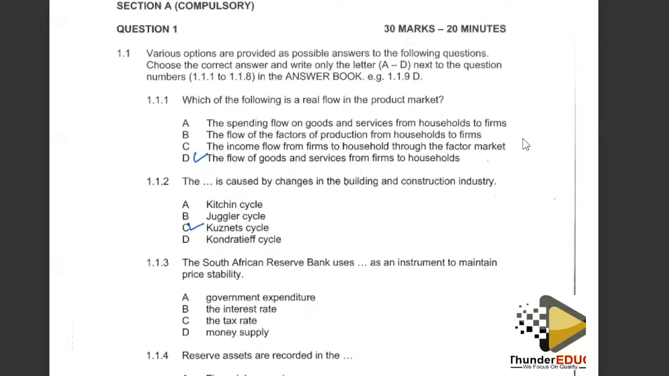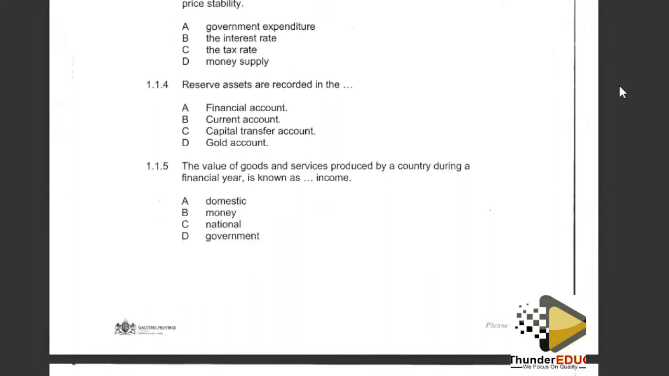Okay, right, grade 12s. So now let's move on to the next question. 1.1.3 reads as follows: The South African Reserve Bank uses dash as an instrument to maintain price stability. So it means that the moment you are talking of the South African Reserve Bank, you should take into account which policy it uses, and under which policy, which instrument best works for the South African Reserve Bank so as to stimulate the flow of goods and services.